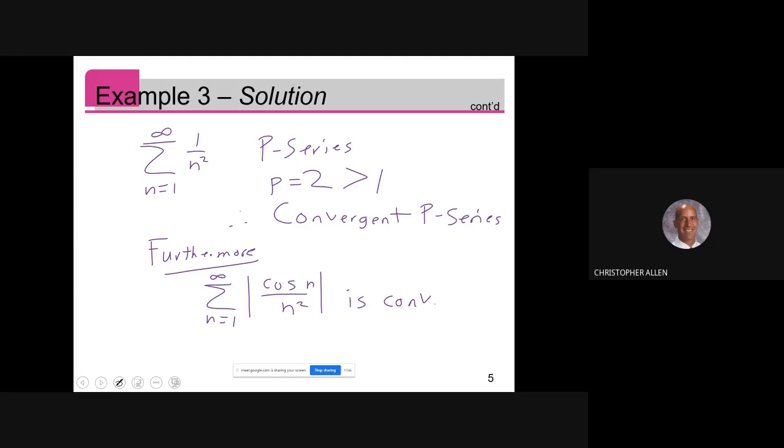If cosine of n is less than or equal to 1, then taking the absolute value of it, it's just going to keep all those values in the numerator. Instead of possibly being negative, they're going to be positive, but they are always going to be less than or equal to 1. So this is convergent. And finally, we can draw our final conclusion. So therefore, the series n equals 1 to infinity of the cosine of n over n squared is absolutely convergent.